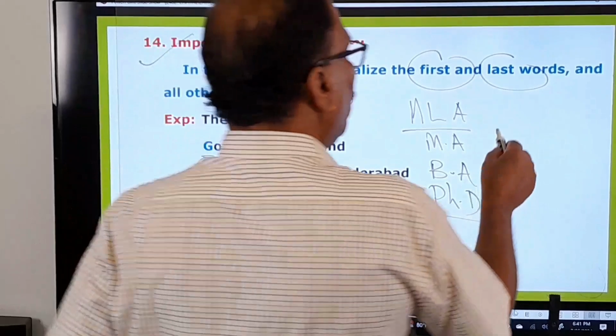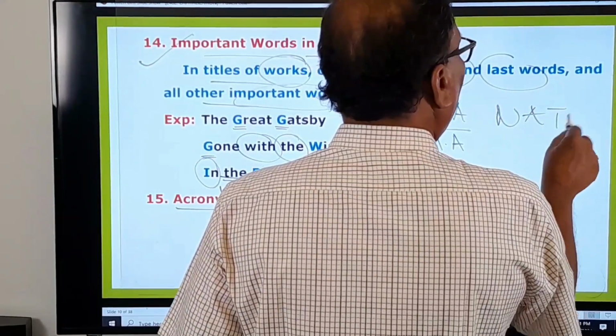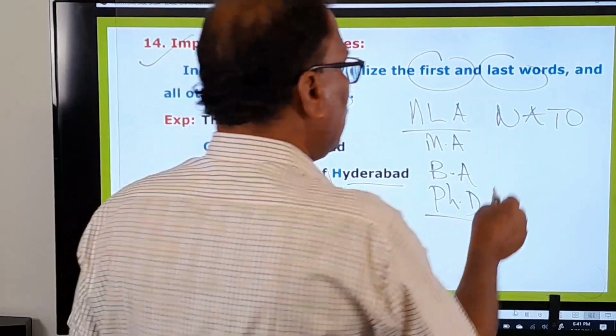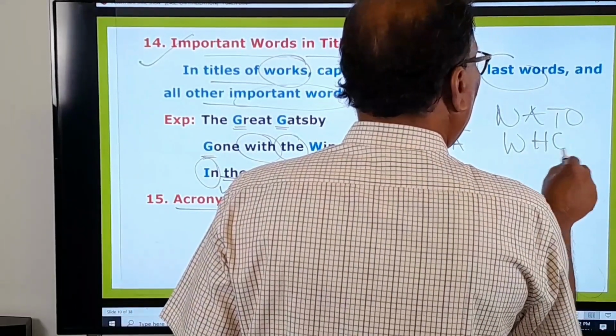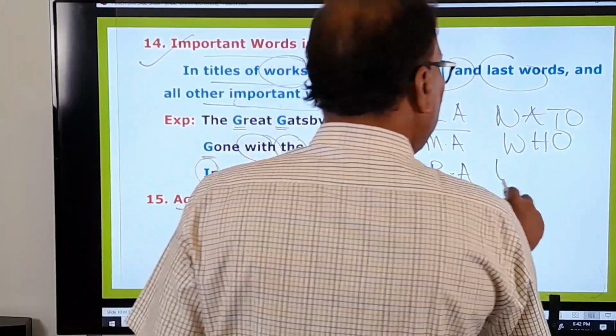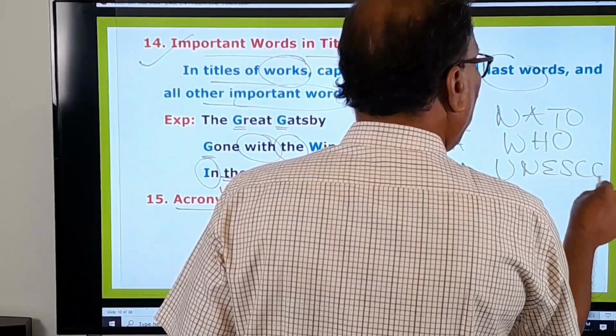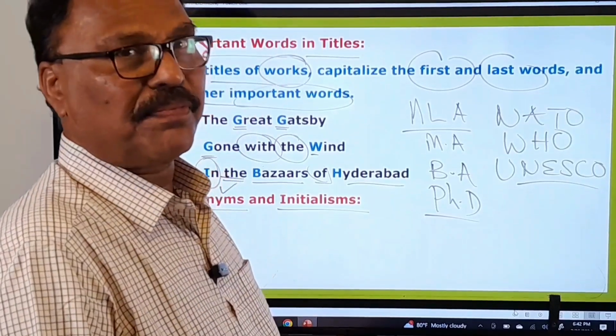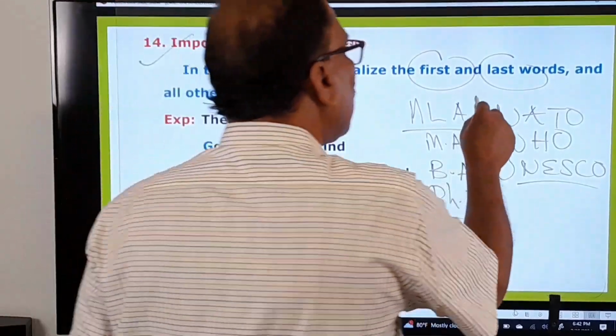For example, NATO is there. You are not saying N-A-T-O; you say NATO. For example, WHO is there. Do you say W-H-O? No, you say who. UNESCO is there. How do you say it? Do you say U-N-E-S-C-O? No, like that. So certain things are there.